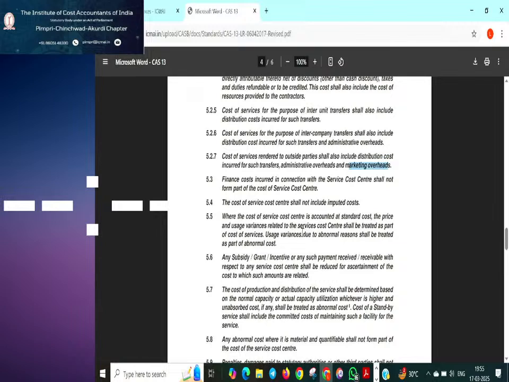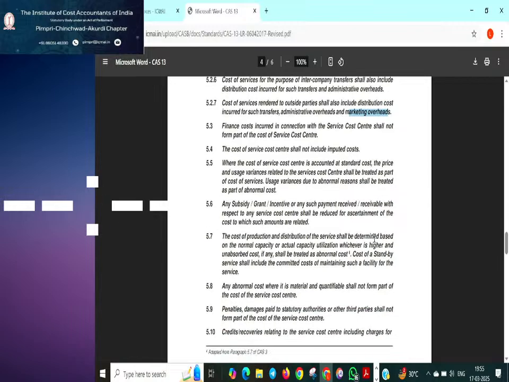As such, finance cost is excluded, imputed cost is excluded. If it is accounted at standard cost, then variance will be taken into account if it is due to normal reasons. If it is due to abnormal reasons, it will be excluded. Any subsidy, grant, incentive should be reduced from the cost ascertainment, and cost of production and distribution of the service shall be determined based on the normal capacity or actual capacity utilization, whichever is higher. This is very important.